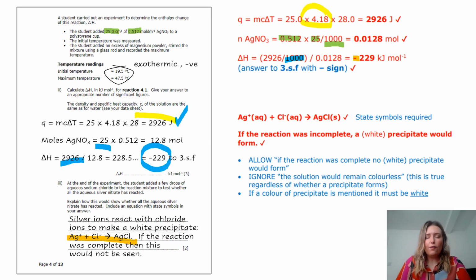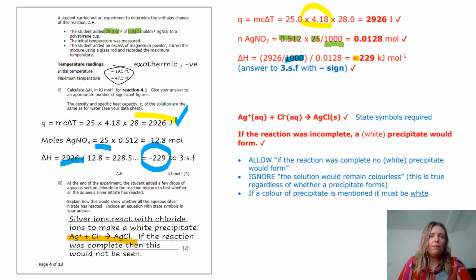What we're not looking for is, if the reaction was complete, the solution would be colourless, because the solution is colourless all the way through the reaction. Okay, it doesn't matter whether the precipitate forms or not. If the precipitate's there, the solution is still colourless, and if the precipitate's not there, the solution is still colourless. So if you talk about colour of solution, it's just going to be ignored. What we need is the presence of a precipitate if the reaction is incomplete, or the absence of a precipitate if the reaction is complete. And if you mention a colour, it must be white.